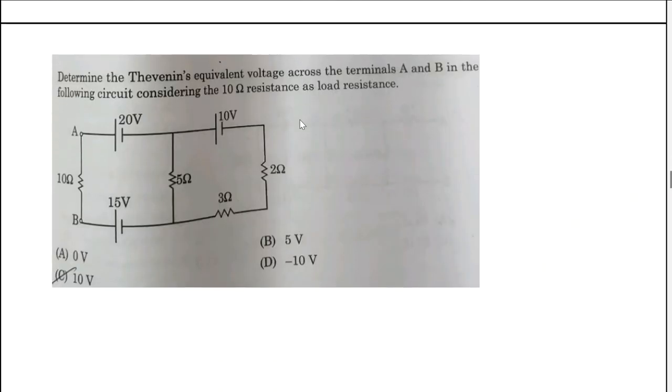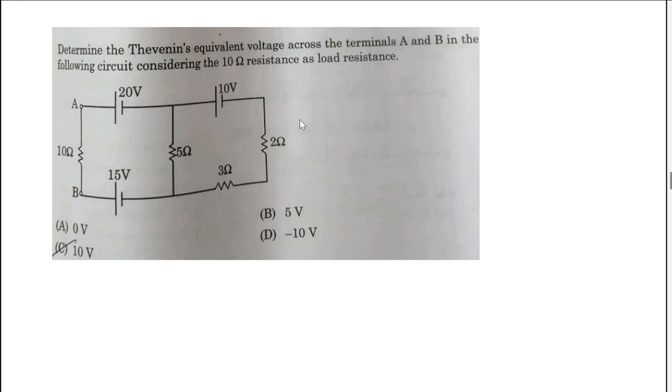Next one: determine the Thevenin's equivalent voltage across the terminals A and B in the following circuit, considering the 10 ohm resistance as the load resistance. Here we need to apply VTH. As you know, we will open circuit these terminals, VAB. We will make it open here. After that, we are trying to find the value of this voltage here.